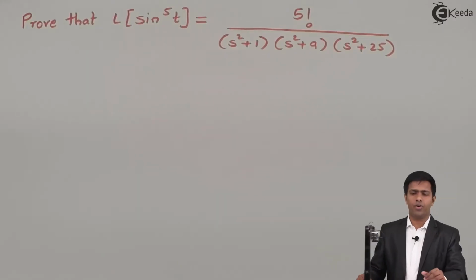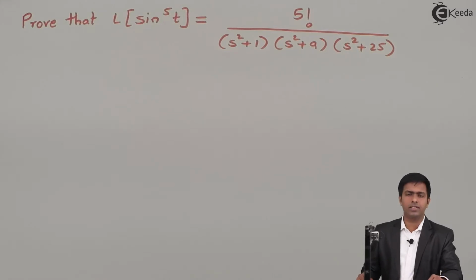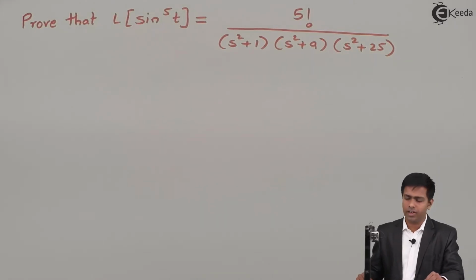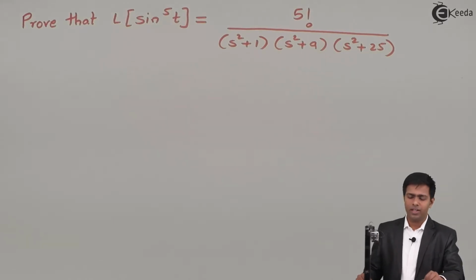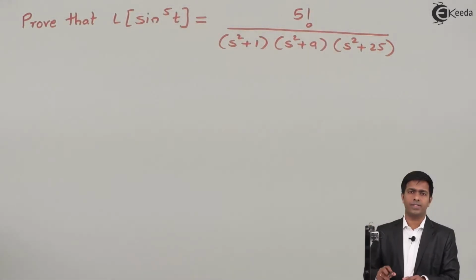So in this video, we have to prove that the Laplace transform of sin^5 t is equal to 5 factorial upon (s^2 + 1)(s^2 + 9)(s^2 + 25). It means we have to transform this function of t into a function of s.